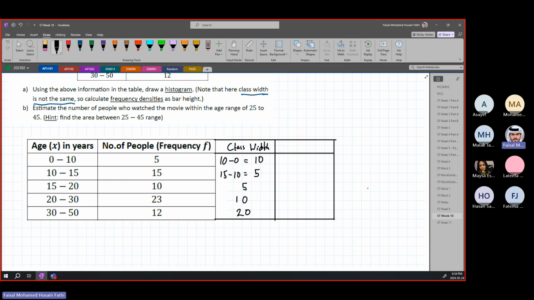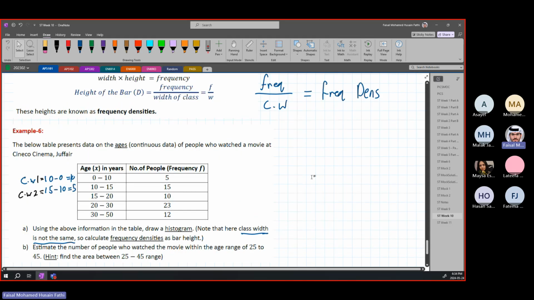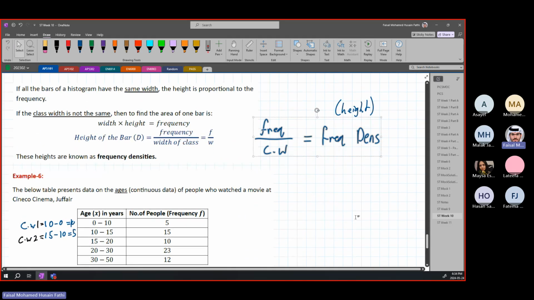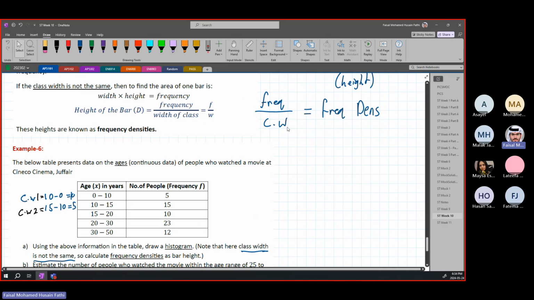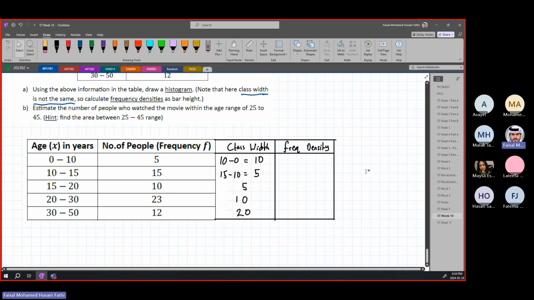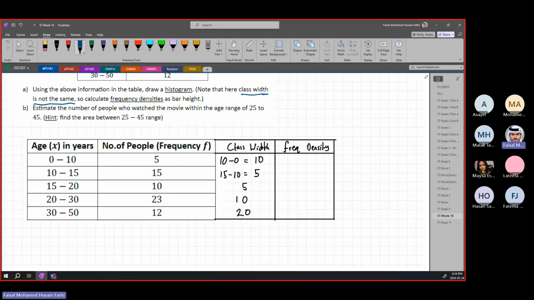The second one is finding your frequency density. And what did we say the equation was? It is frequency, the actual frequency, divided by your class width. So you're going to be taking this number and dividing it by this number. That is how you find it. So it's going to be 5 over 10, which is equal to 0.5. And the second one is 15 divided by 5, which is equal to 3.